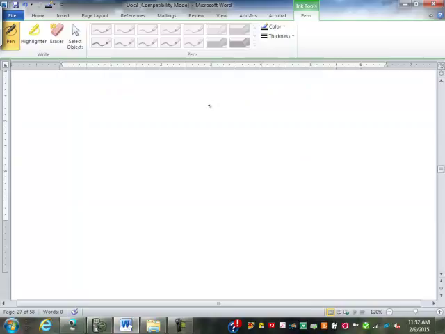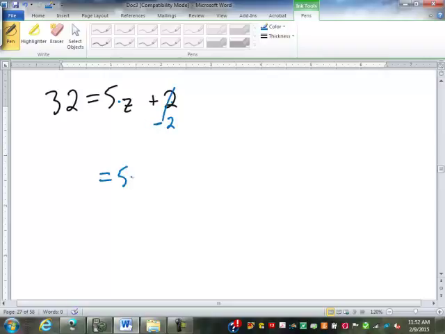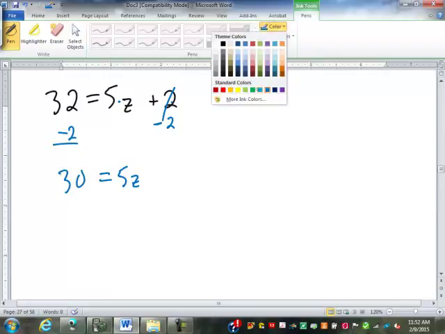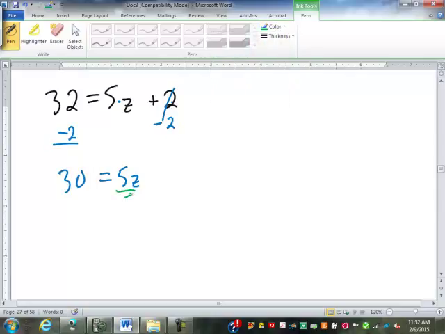Let's do another one of those. So looking at this one, again, what's been done? The z has been multiplied by 5, and then 2 is added to it. So to take it apart, we'll subtract 2. Leaves us with 5z. Subtracting 2 from the other side to keep it balanced is 30. And we divide by 5.